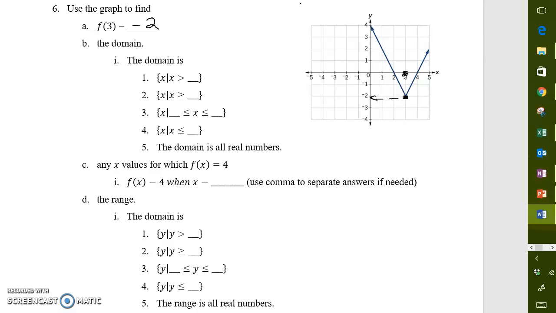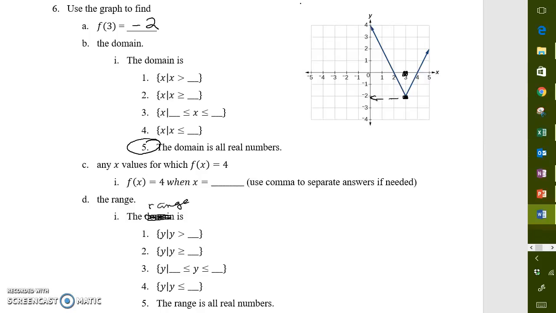Okay, the domain is all of the values of x in which this graph exists. So if you'll notice, the graph goes to infinity in both directions. So x can go all the way to -infinity and to positive infinity. So the domain x is all real numbers.